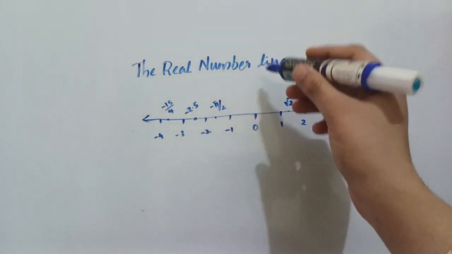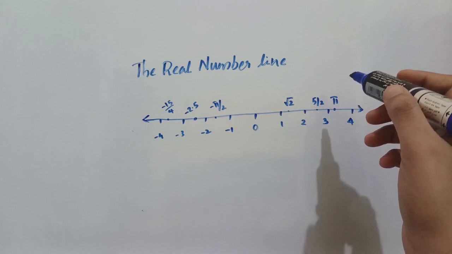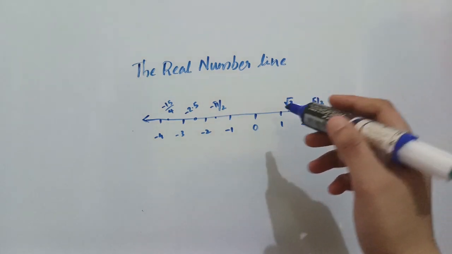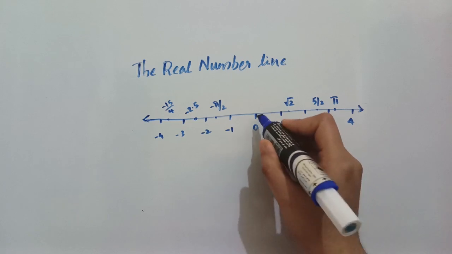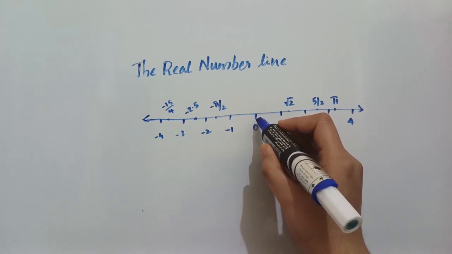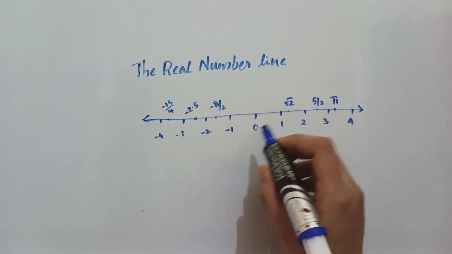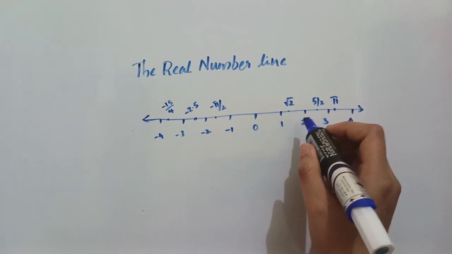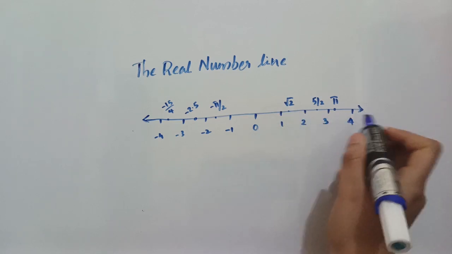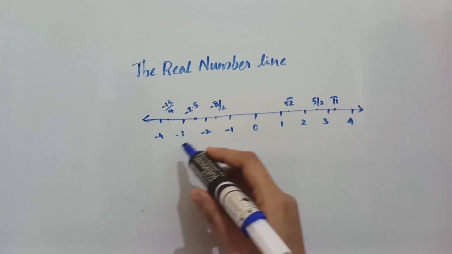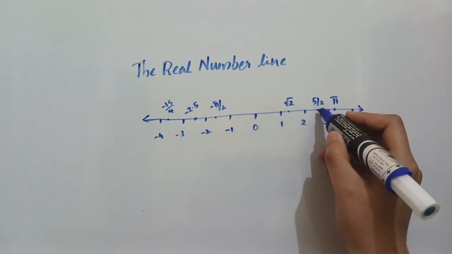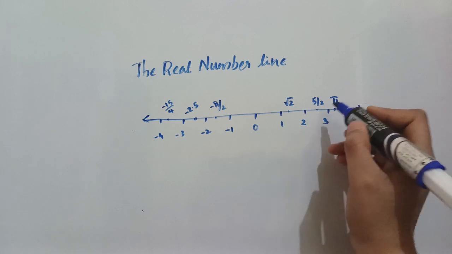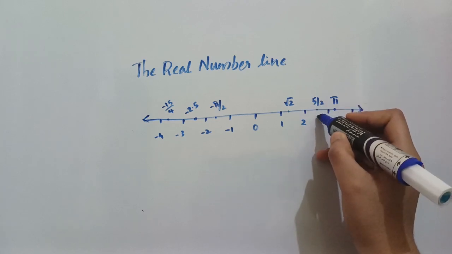Next we can look at the real number line. A real number line is like a geometric line. A point is chosen on the line to be the origin. 0 is the origin. Then it is like a normal number line: 1, 2, 3, 4, minus 1, minus 2, minus 3, minus 4, etc. Also we can mark root 2, 5 by 2, pi, etc. on this number line. 5 by 2 means 2.5.